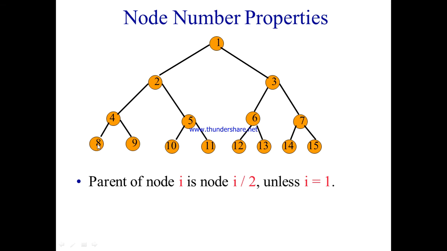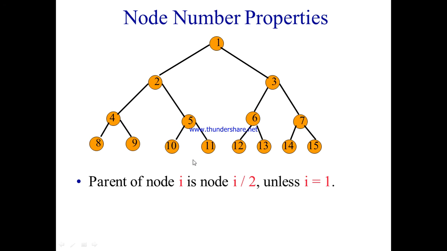If I take 8, 8 by 2 is equal to 4 and 9 by 2 is also equal to 4. So for 8 and 9 the parent is 4. Similarly, for 12 and 13: 12 divided by 2 equals 6, 13 divided by 2 equals 6, 6 divided by 2 equals 3, and 7 divided by 2 equals 3.